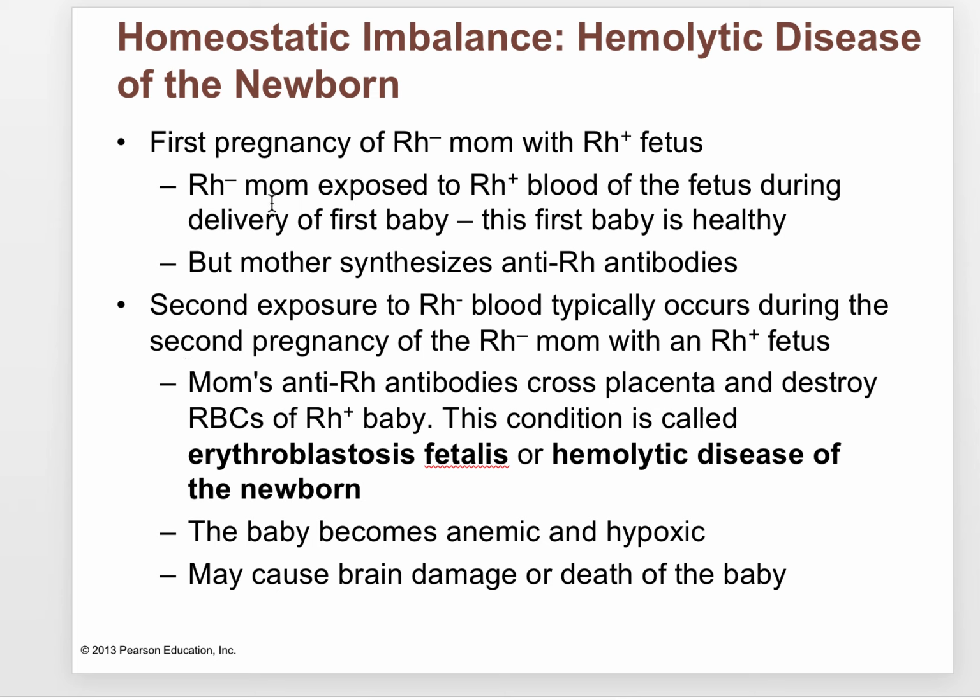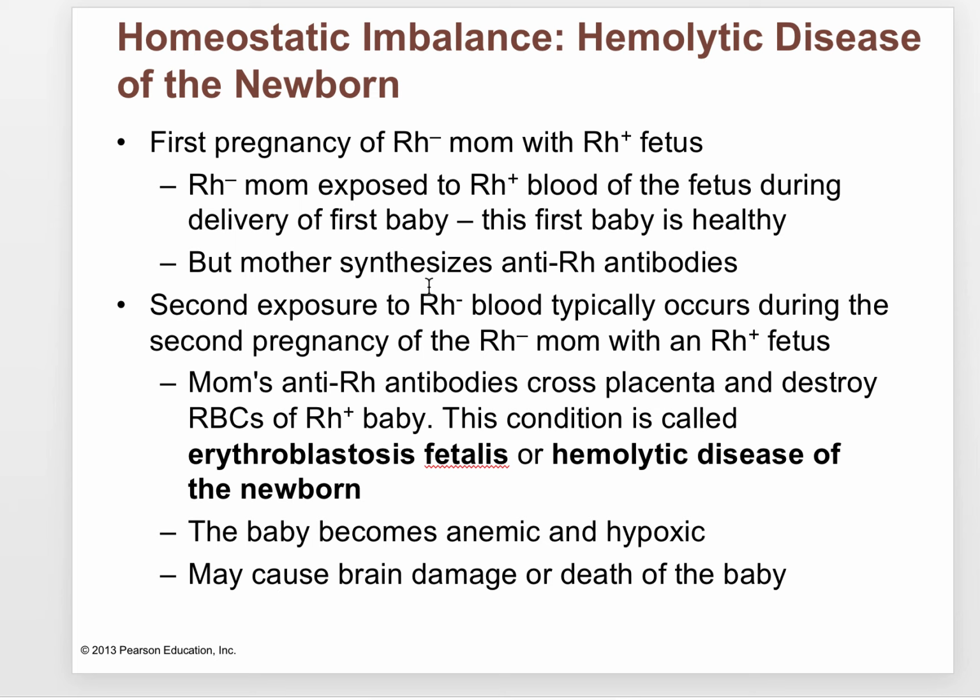So if the RH negative mother is pregnant for the first time, and her fetus has RH positive blood, then the RH negative mom is exposed to RH positive blood during the delivery of the first baby. The first baby's healthy, okay, because it's only after the baby's gestation time and during the birth that the mother gets exposure to the RH positive blood. But once she's exposed to RH positive blood, then her blood starts to make antibodies to the RH factor. She starts synthesizing anti-RH antibodies.